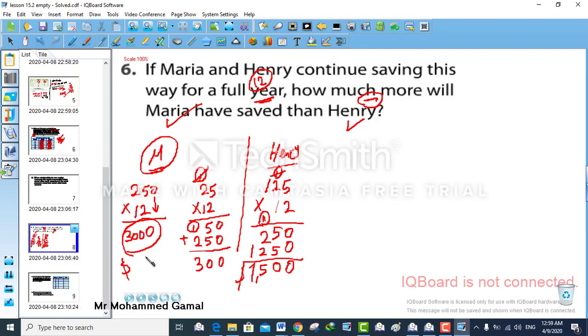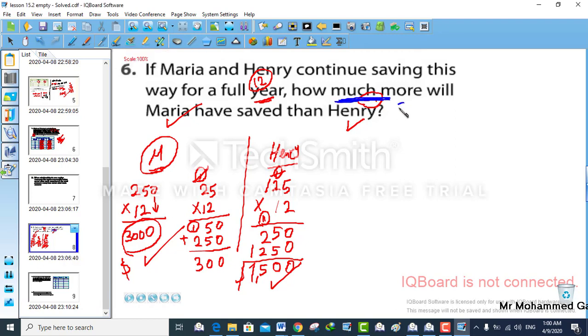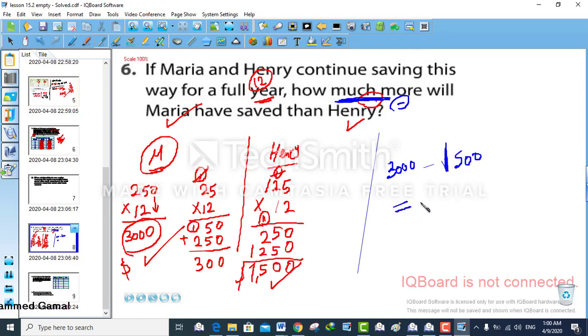So how much money more? To get how much money more, just subtract 1,500 from 3,000. Let's change our color. So to get how much money more, I have to subtract Maria's money minus the money of Henry. So 3,000 minus 1,500. Of course you can subtract it easily. It's going to be $1,500.